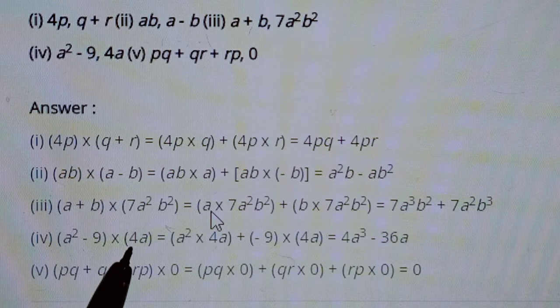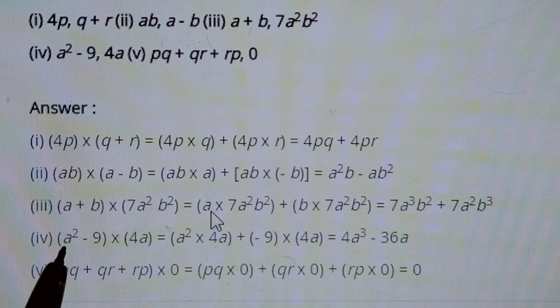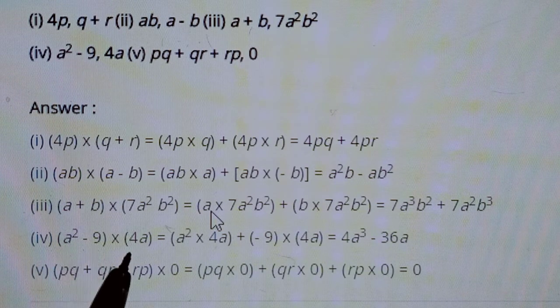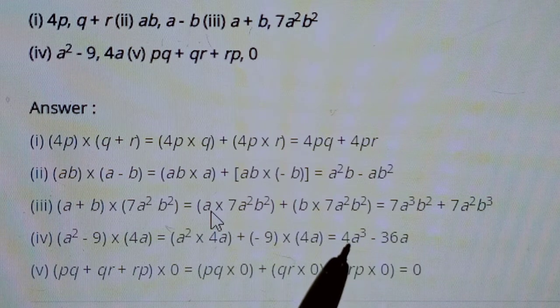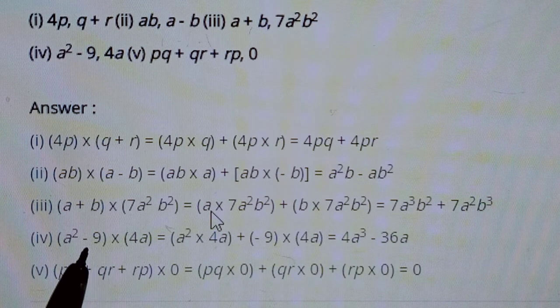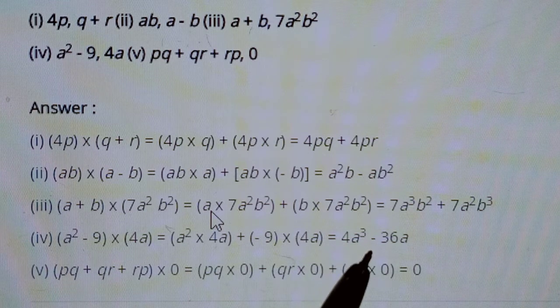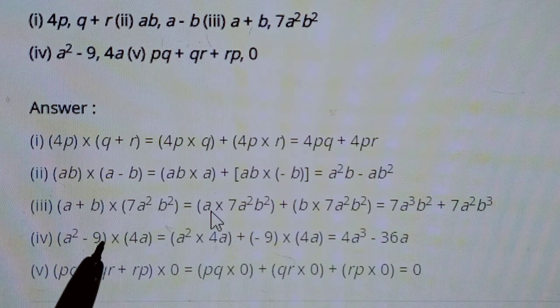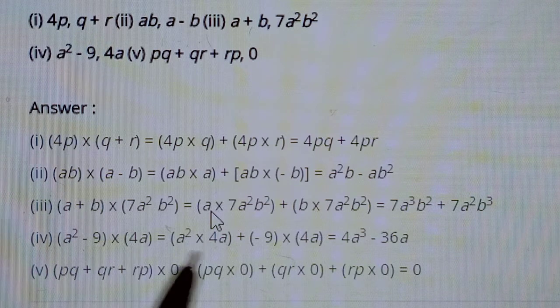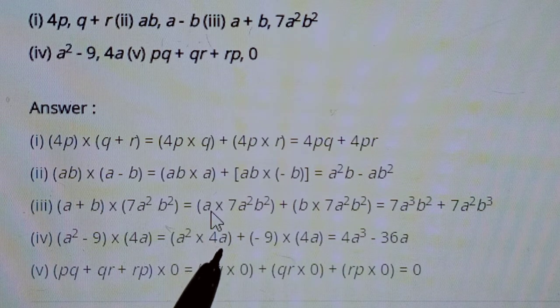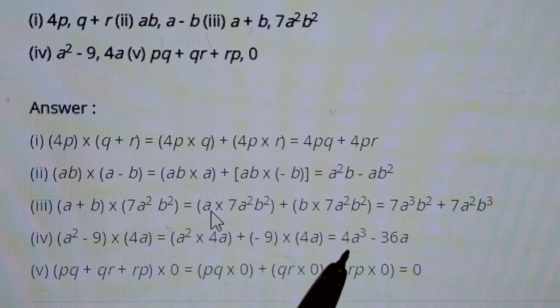Likewise, for all of these, this was your monomial, 4a into a square will make it 4a cube. And then with the minus sign, first we'll multiply the signs, minus plus will make it minus, and then 4 into 9 is 36 and a. So it's your choice here. The stepwise working has been shown, and after practice, if you can skip this step, you can do it mentally and straight away give the answer this way.